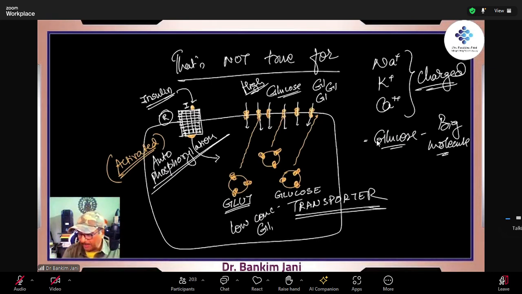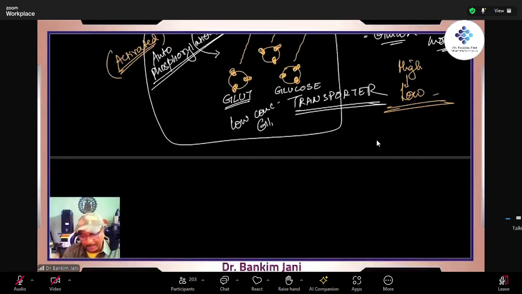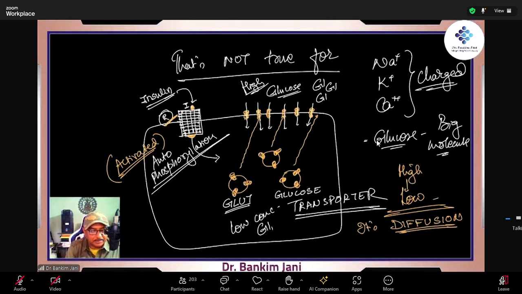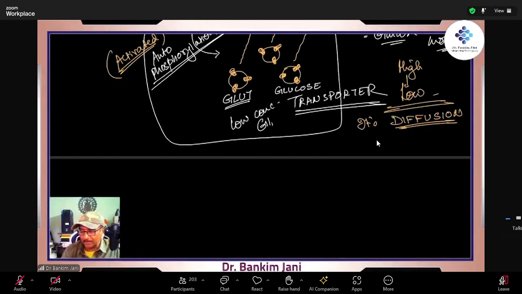When we say high concentration to low concentration, this means there is no energy utilized. And when it is going from high to low, this is called diffusion. But this diffusion is not simple. This diffusion happened thanks to these insulin receptors. They were responsible; they initiated the whole process. Someone helped, someone facilitated. So this is called facilitated diffusion. You are not using any energy in it, but definitely it is getting help.